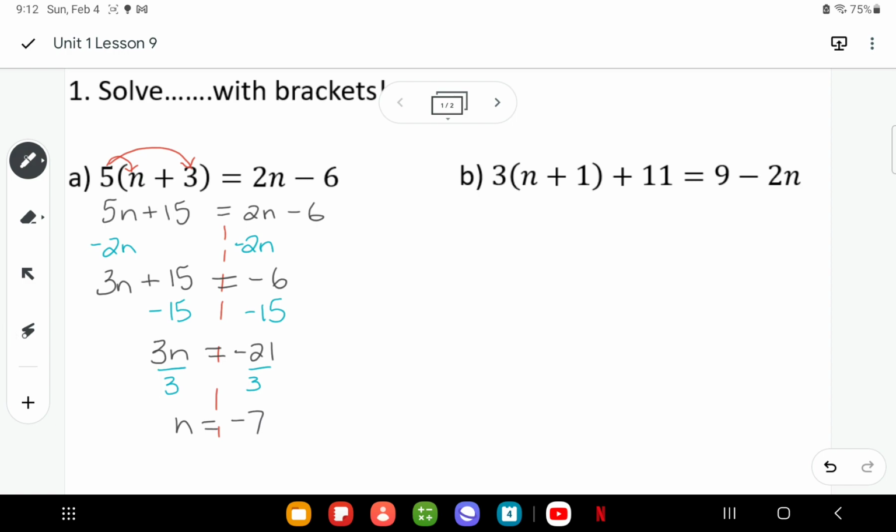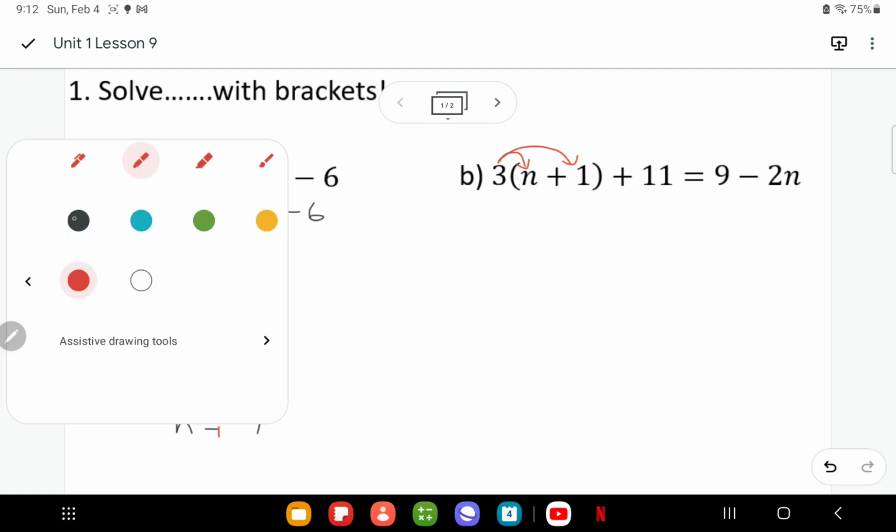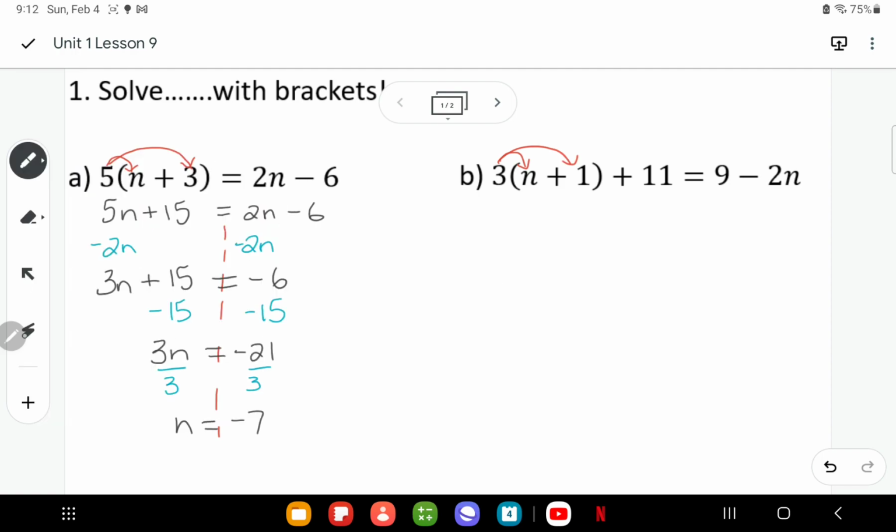Okay, moving on to B. Again, we always want to start by distributing in the numbers in front of any brackets. We want to get rid of any brackets before we try to solve. So 3n plus 3 times 1 is 3, and I have plus 11 equals 9 minus 2n.